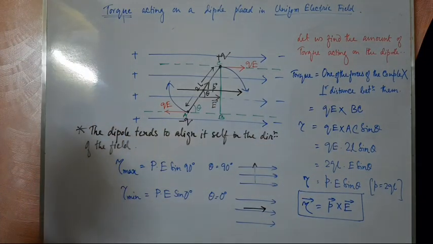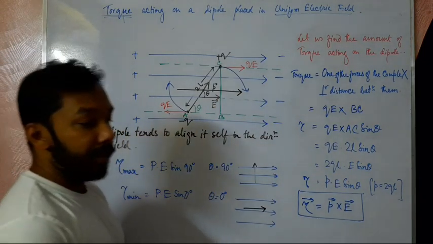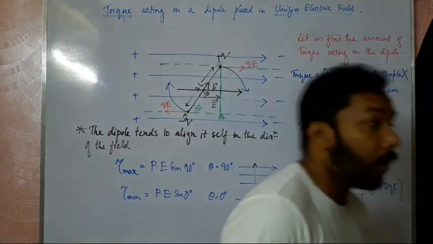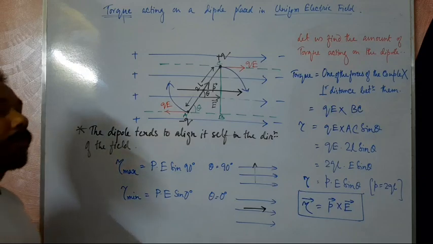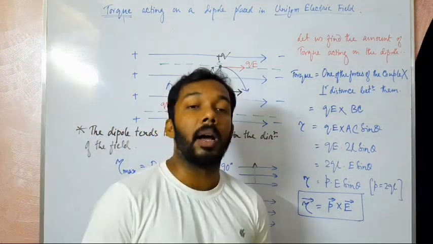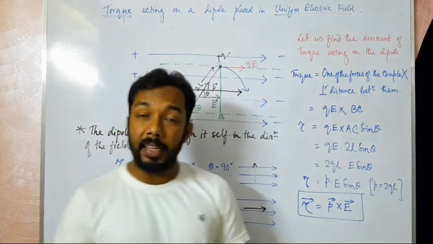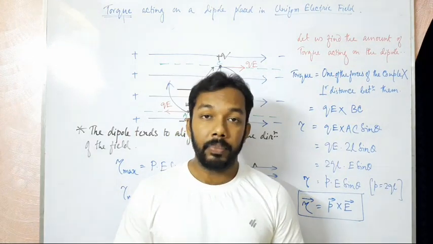Now let us place it in a non-uniform electric field and find what happens. What do we mean by a non-uniform electric field? A non-uniform electric field means one where the intensity of the electric field varies point by point.